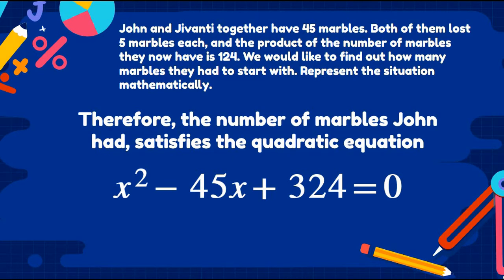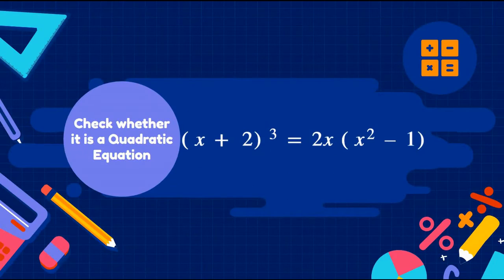This question was simple and very easy to do, right? As we are in a good mood to solve more problems on this, let's check out one more interesting problem, and it's too simple. Here we have to check whether this is a quadratic equation or not. So what do we have here? The term that we have here is (x plus 2) whole cube, which is equal to 2x into (x square minus 1).